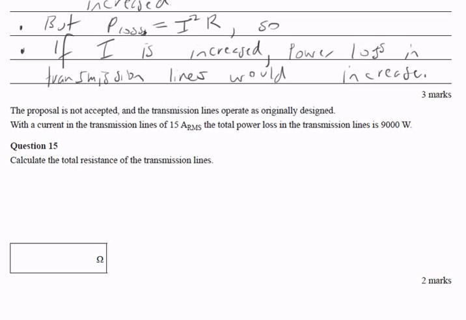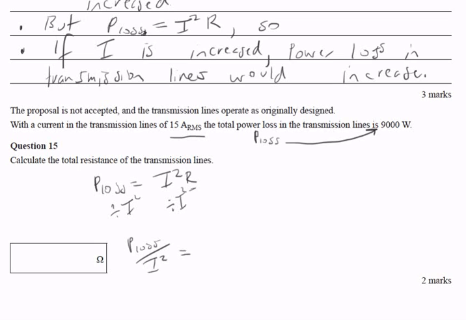The transmission lines operate as originally designed. With the current of this, the total power loss, P loss, in the transmission lines is 9,000 watts. Calculate the resistance. So we can use that same formula there. P loss equals I squared R. We're trying to find R, so we want R by itself. We have to divide by I squared. Divide both sides by I squared, and we get P loss over I squared equals R.